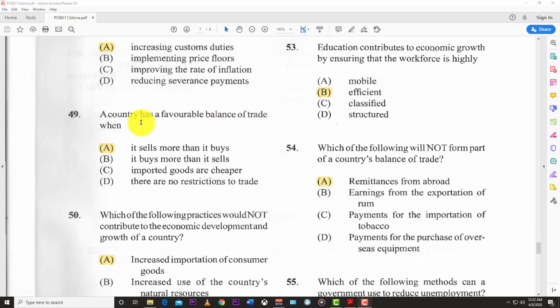49, a country has a favorable balance of trade when A, it sells more than it buys. Again, this stuff is normally not going to come on the current POB papers. It's just from the old school. These will come on economics papers though.